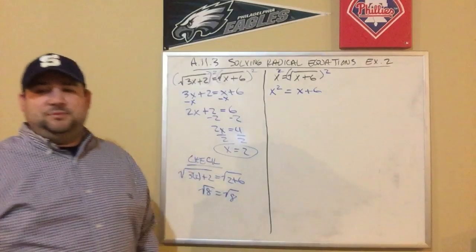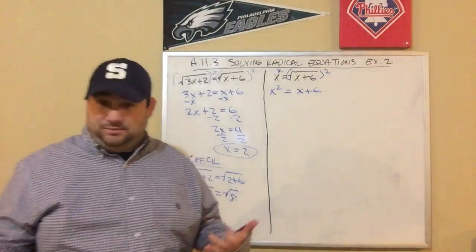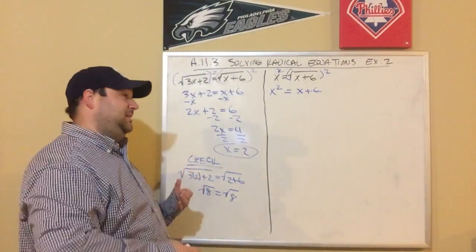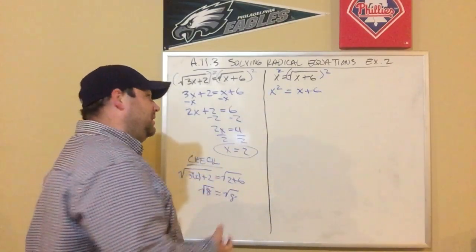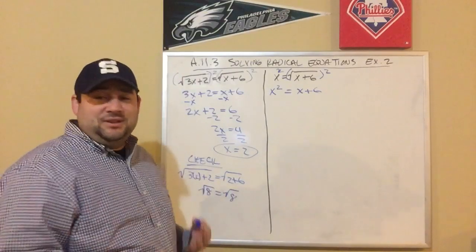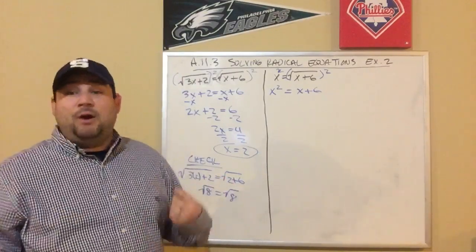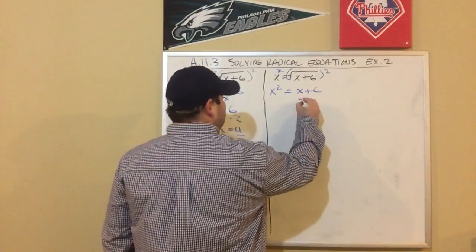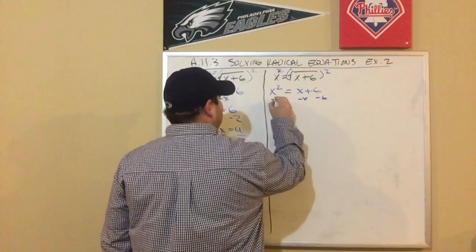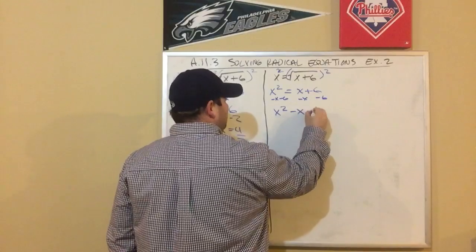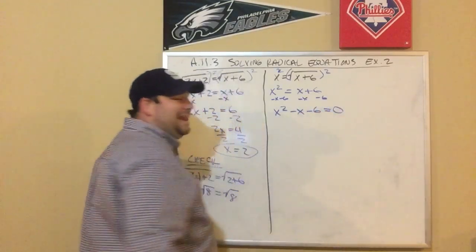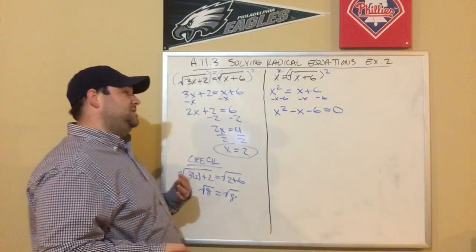Now, you might be like, I don't know what to do. Well, you should, because you learned this in the quadratics unit. What we got to do now is, when you have an x squared in the equation, you need to get everything on the same side and make it equal 0, and then from there we can solve. So I'm going to subtract the x and subtract the 6 from both sides. So then I've got x squared minus x minus 6 equals 0, and now I can solve this equation.